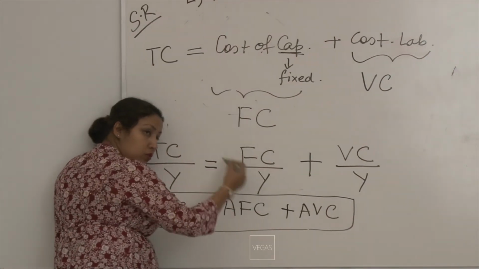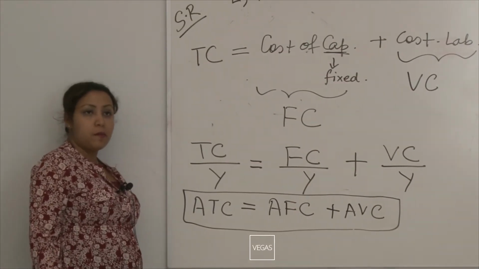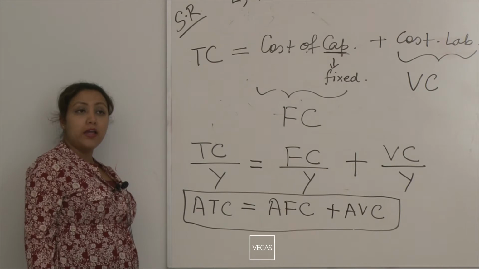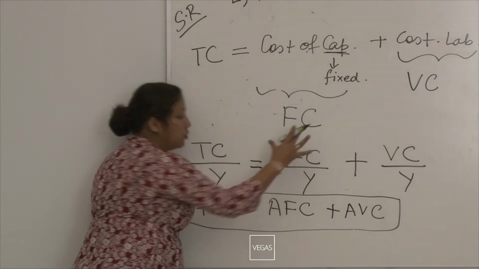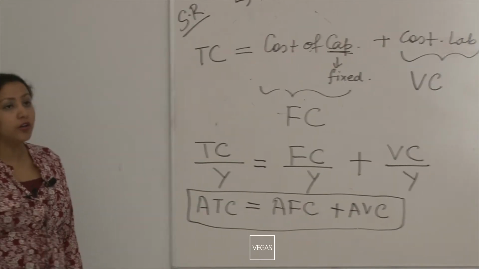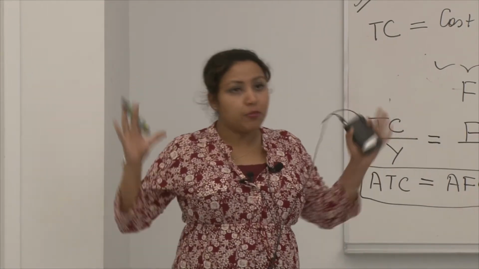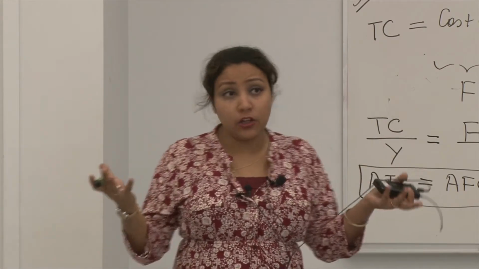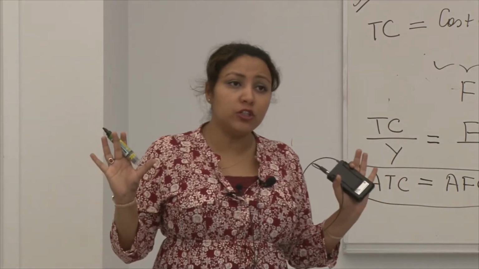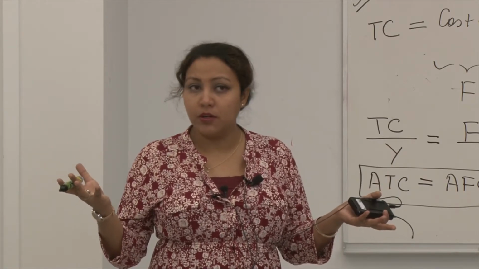Now, if I am producing more and more output, if I am producing more y, can you tell me what happens to this numerator, just the FC? If I produce more y, what happens to just the numerator, FC? Stays the same. Will all of you agree? Because FC is just the cost of capital, right? So, if I produce more and more and more output, I cannot do anything to the capital. My number of machines is still the same. So, my fixed cost must be the same, correct?